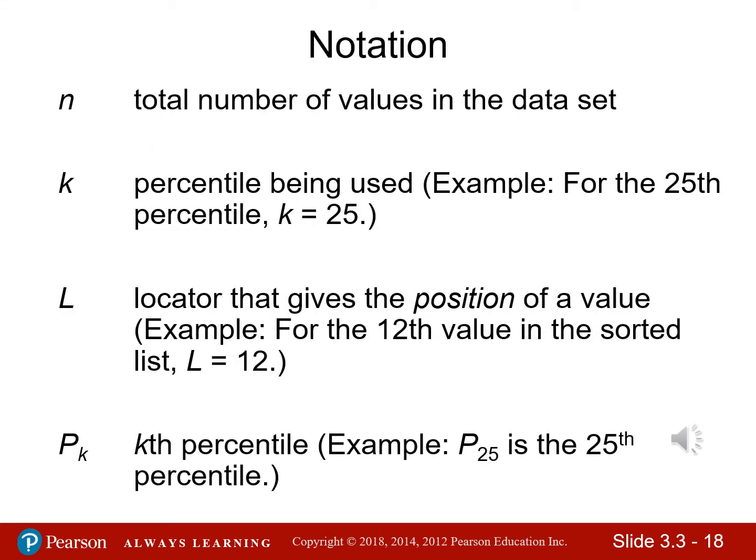Let's review some notation that we will use with percentiles. N is the total number of values in our data set. K is the percentile being used. For example, for the 25th percentile, K will equal 25. L is the locator that gives the position of a value. For example, the 12th value in a sorted list will be L equals 12. And finally, P subscript K is the kth percentile. For example, P subscript 25 is the 25th percentile.